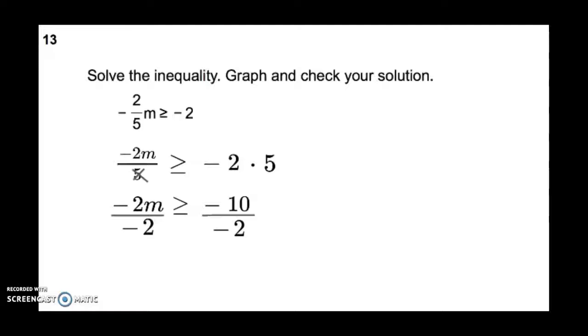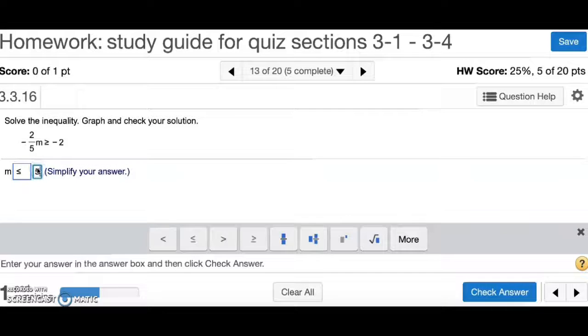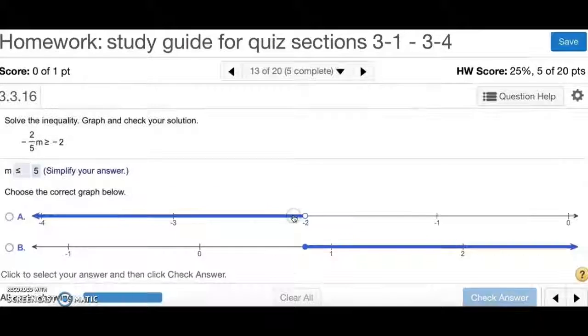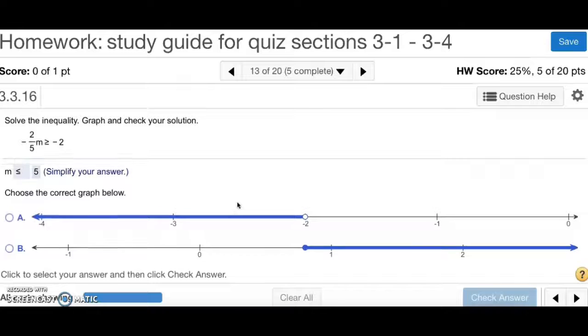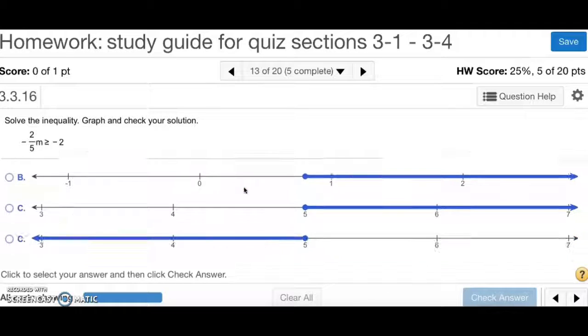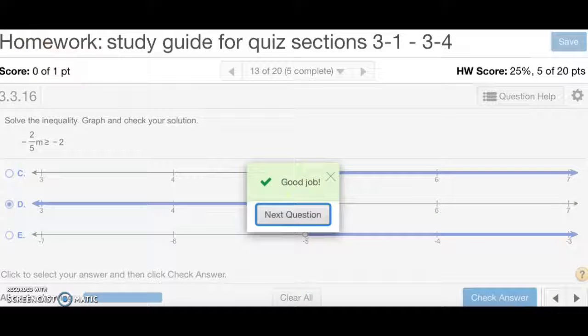Now I divide both sides by negative 2. When I divide by a negative number, I switch the direction of the inequality, so it'll be m is less than or equal to 5, which is what negative 10 divided by negative 2 is. Let's type this in and graph it. I'll choose less than or equal to and 5. Graphing it, I'm starting at 5 and it's pointing toward the left. So that means either A or D. Since there is a line under it, it will be a closed circle, so it can't be A. So the answer would be D for the graph. That's number 13.